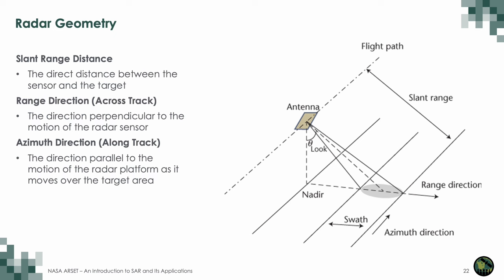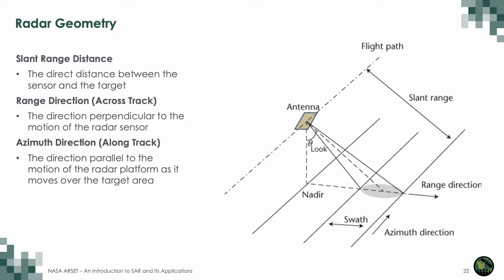The flight direction is also referred to as the along track or azimuth direction, and the direction perpendicular to the flight path is the across track or range direction. As the radar on the satellite or aircraft moves in the direction of flight, the ground is scanned in two dimensions. One dimension is the range dimension. Objects are placed along this dimension according to their distance from the radar. The second dimension is the along track or azimuth dimension. It is parallel to the motion of the radar platform.